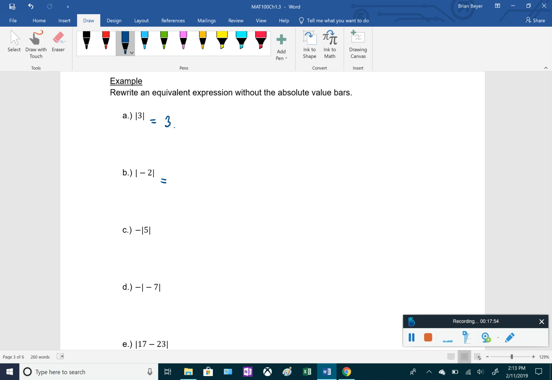For an absolute value of negative 2, once again, you just make it positive, and it's a positive 2 when you drop the absolute value bars. But it's technically saying how far away is negative 2 from 0 on the number line? The answer would be 2.